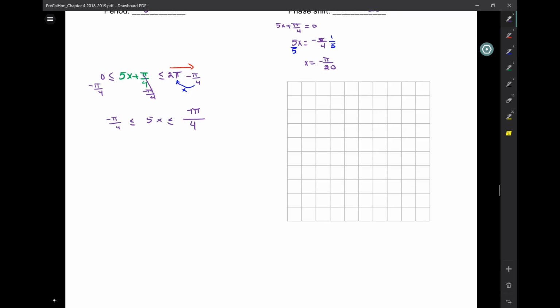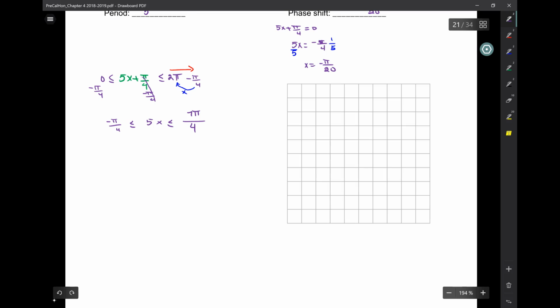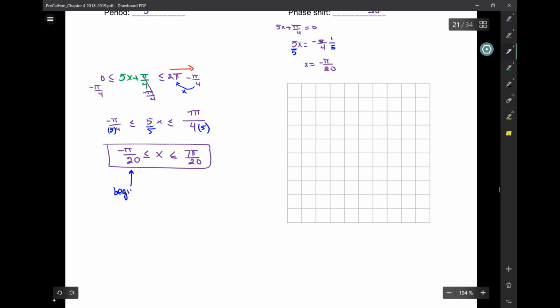Okay, now we're going to divide by 5. Divide by 5, divide by 5, divide by 5. So finally, this is negative pi over 20, x, 7 pi over 20. Okay, that's going to be important. Why? Let me tell you what these mean. This is where the cycle begins. So, beginning of cycle. This is the end of the cycle.